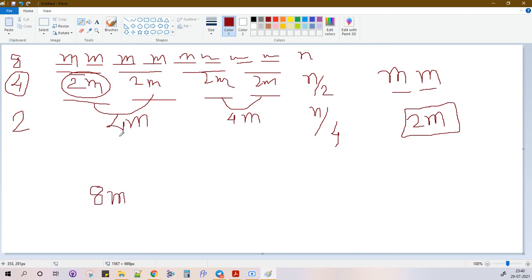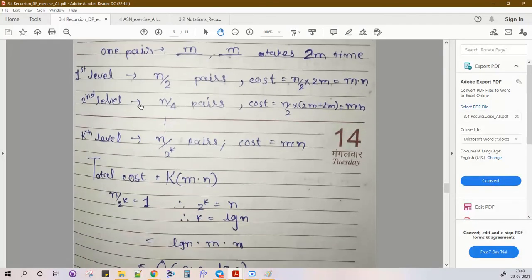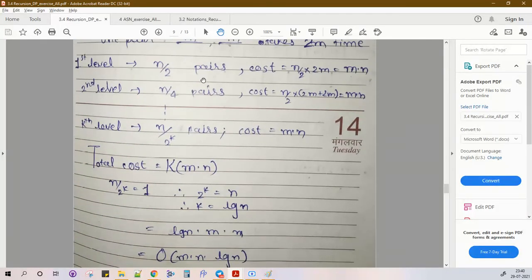2m, 2m, 2m, 2m. So again at the third stage, how many operations am I performing? 8m. What is 8? 8 is nothing but n. So that's what we have generalized here. At the first level I am having n by 2 pairs. The cost is n by 2 multiplied by the cost of one pair, which is 2m. So 2m multiplied by n by 2 is m into n.